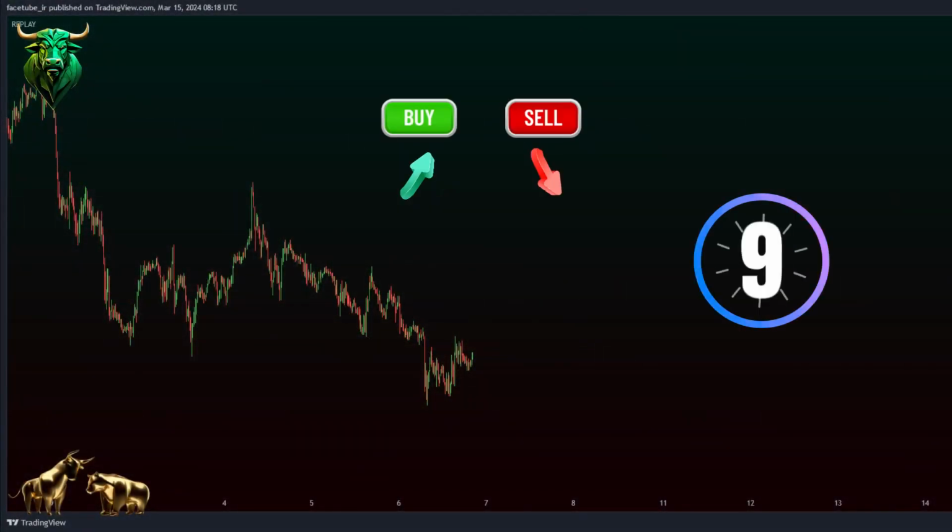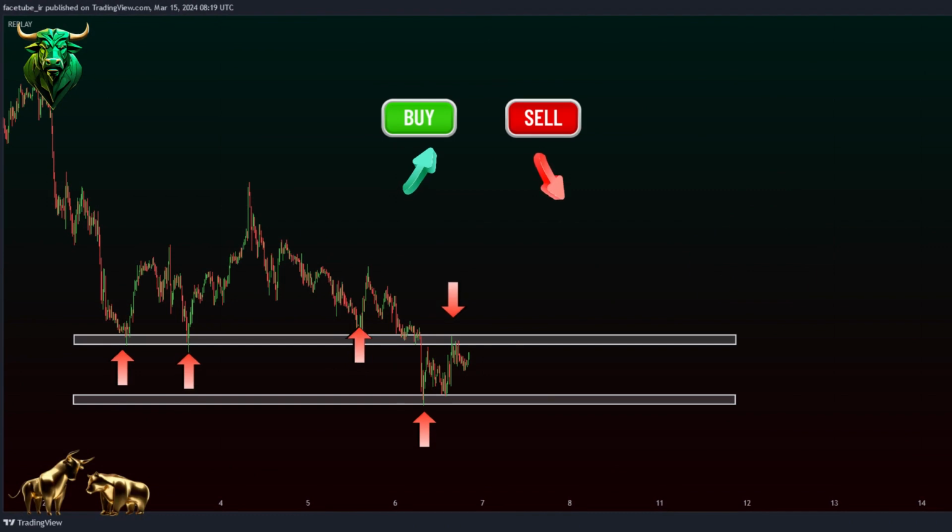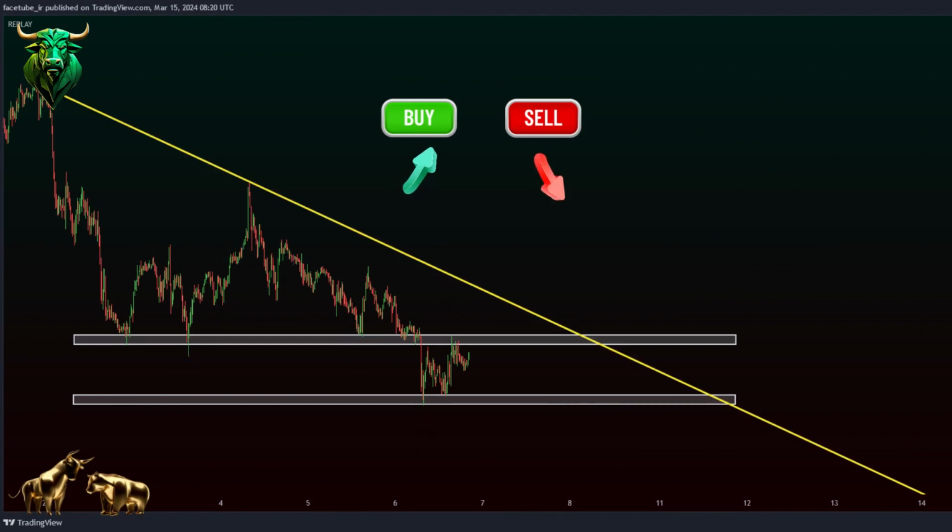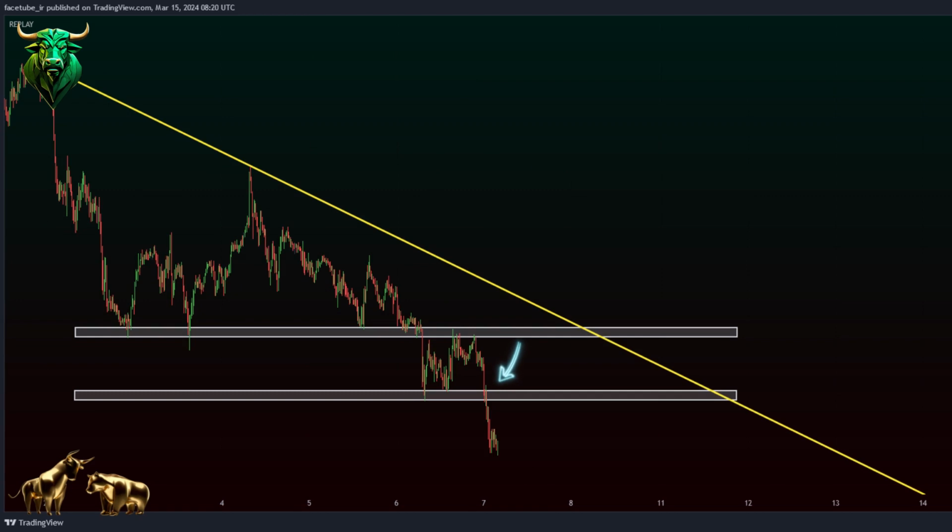At this point on the chart, would you buy, sell, or wait? To better understand the chart, we draw support and resistance areas by connecting price highs and lows. We draw a trend line. Here, the channel breaks down.